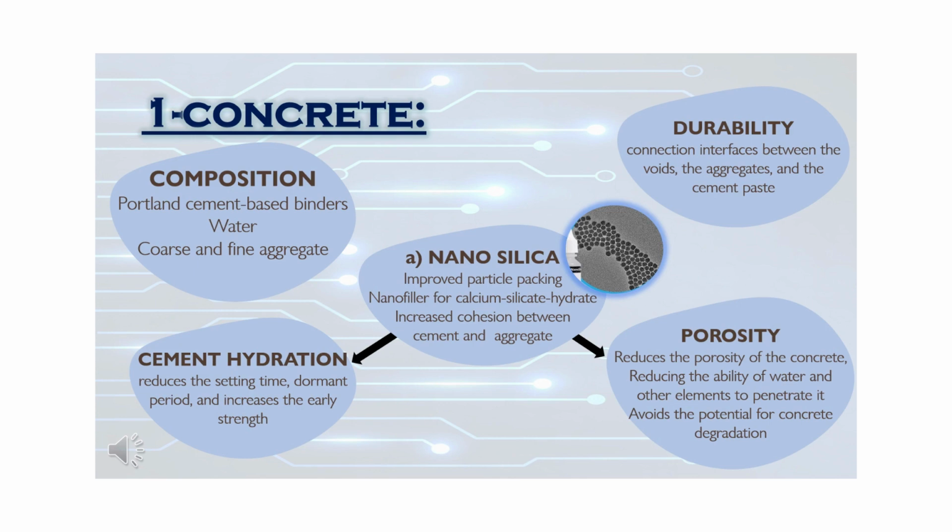First is nanosilica, which also improves the particle packing. It acts as a nanofiller for calcium silicate hydrate. It increases the cohesion between the cement and aggregate. So it increases the cement hydration, which reduces the setting time and increases the early strength. Meanwhile, it also reduces the porosity of the concrete. It reduces the ability of water and other elements to penetrate it, which avoids the potential for concrete degradation.